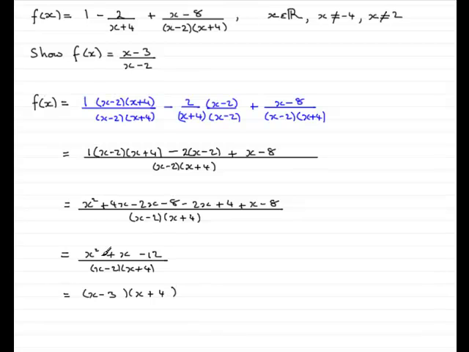If you multiply that out, you'll find you'll get x squared plus x minus 12. And that's all over x minus 2 times the x plus 4. And we can see that this factor, x plus 4, cancels out with this factor, x plus 4, leaving us with what we needed to prove: x minus 3 over x minus 2. Alright, well I hope you've got that, and that brings us to the end of this part of the question.